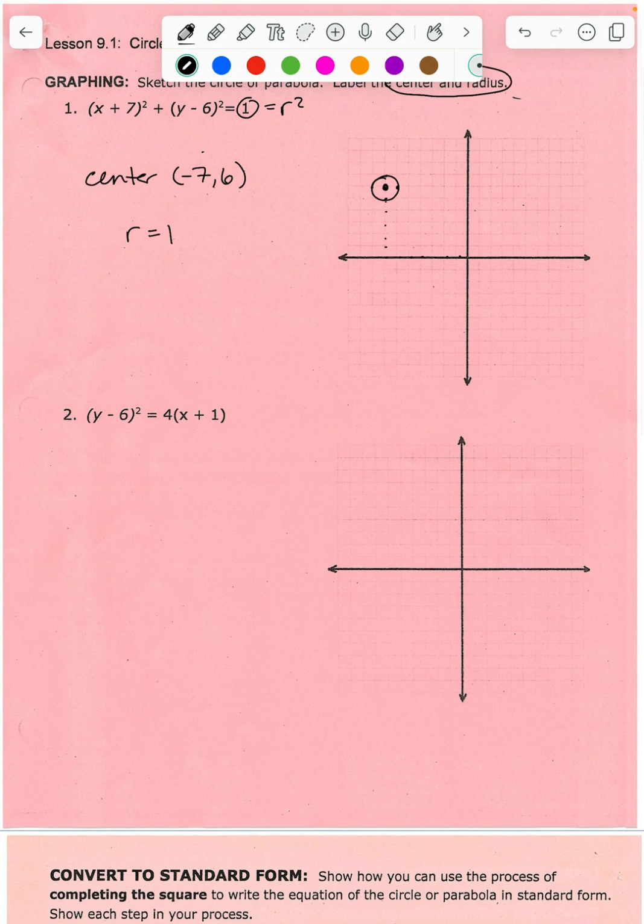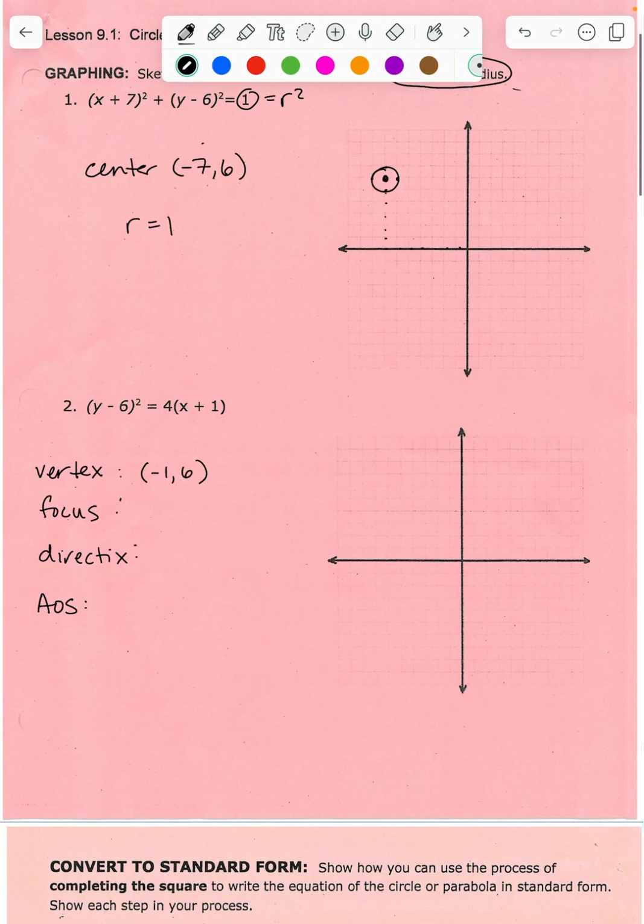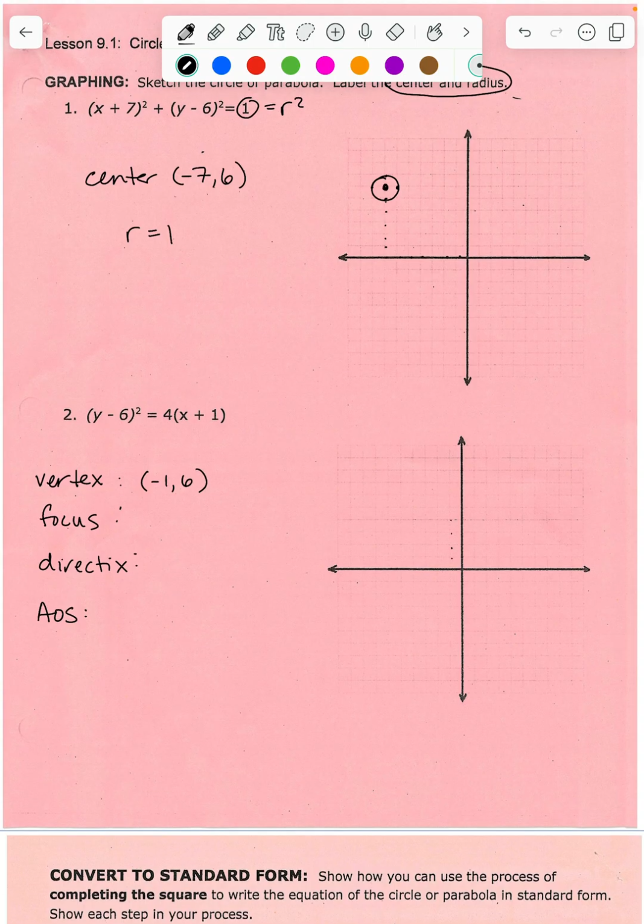This next one is a parabola, and here's what you got to know about a parabola. You got to know the vertex, the focus, the directrix, or you got to figure it out, and the axis of symmetry. You'll have to label all of these things here. The vertex is at -1, 6. Y is squared, which means that it's side to side, and this 4 is positive, so I know that I'm going this way.